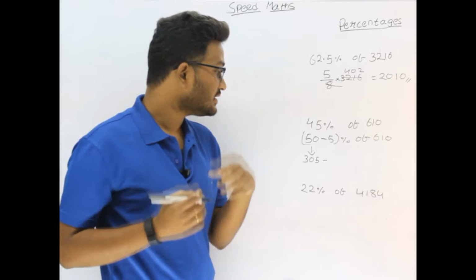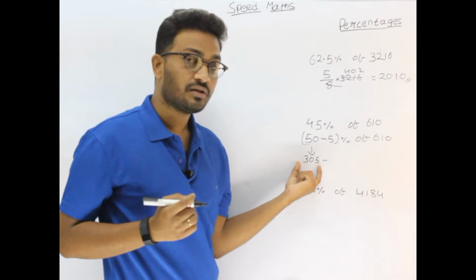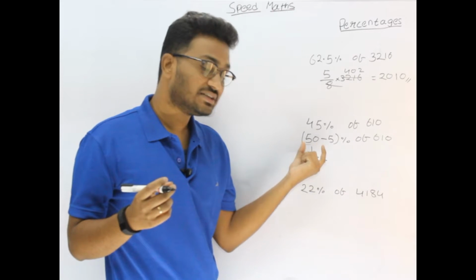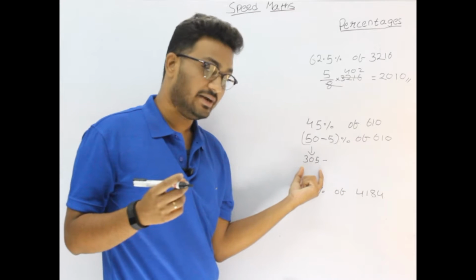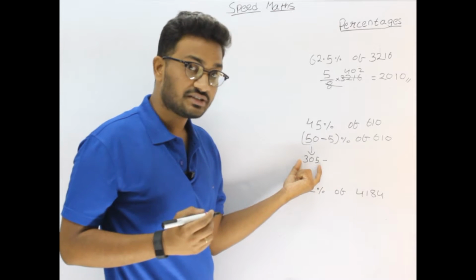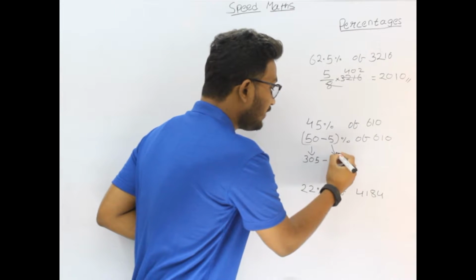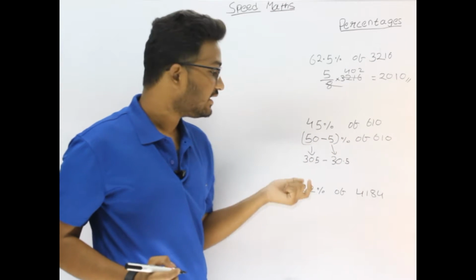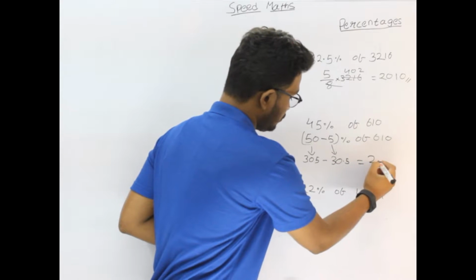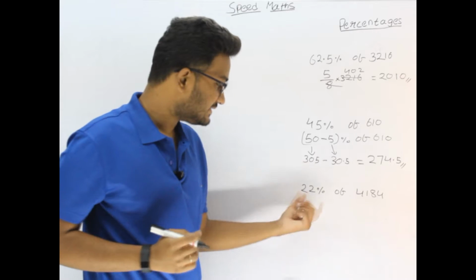In order to get 5%, we have to just divide this 50% value by 10. When we divide 50 by 10, we get 5, right? So similarly, if we divide the 50% value of 610 by 10, we will get 5% of 610. So when we divide 305 by 10, we get 30.5. So 5% of 610 is 30.5. And now we have to subtract these two numbers, which will give us 274.5. Now let's see this example.